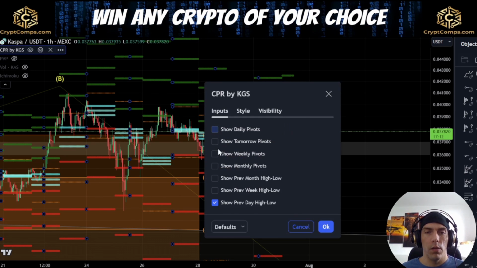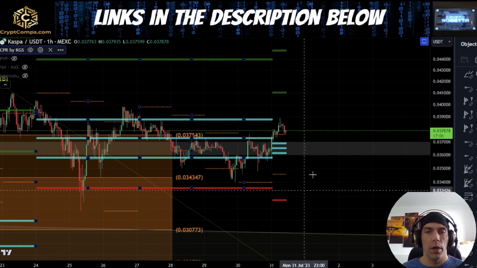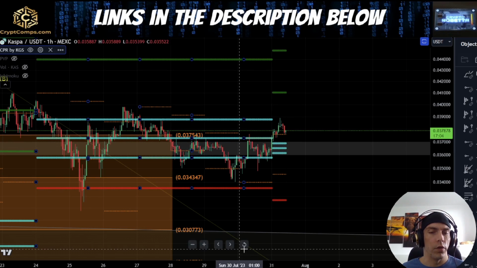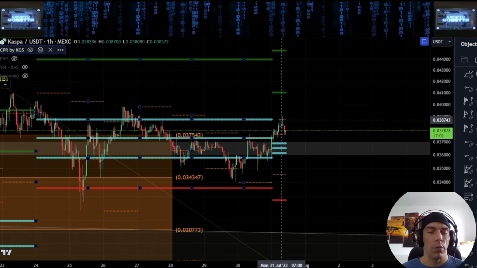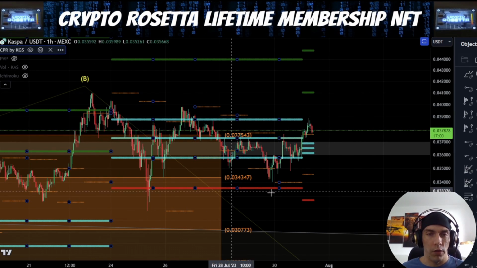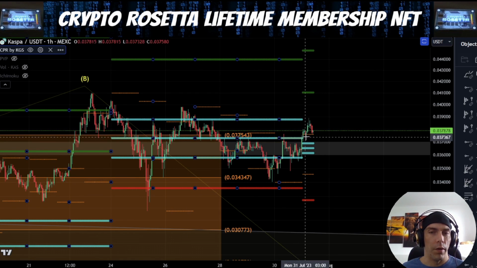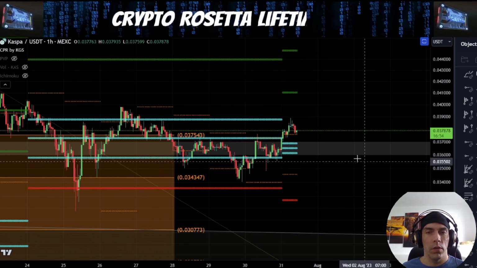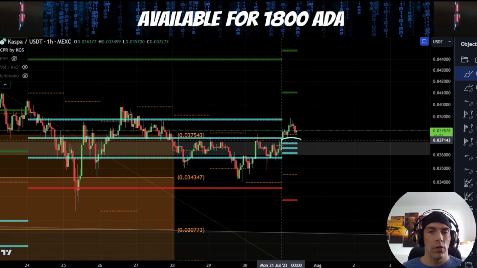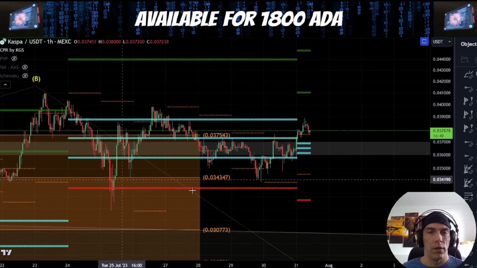Now, looking at the weekly pivots, what we can see is that we actually have an inside bar printed here. So what this typically means is that we're going to see some sideways ranging price action taking place. So we need to just be on the lookout for this. These are not a certainty. These are just giving us an indication of the sentiment within the market.